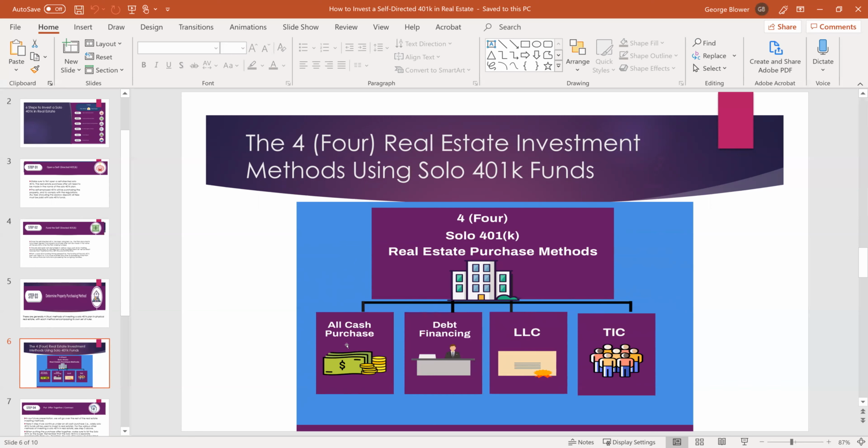We're going to go over the all-cash purchase for the rest of the time in this presentation. In other presentations, we're going to come back to address the debt financing, the LLC, and the TIC method.